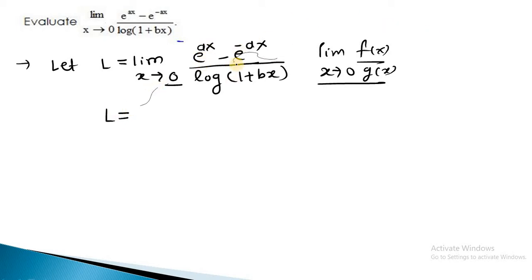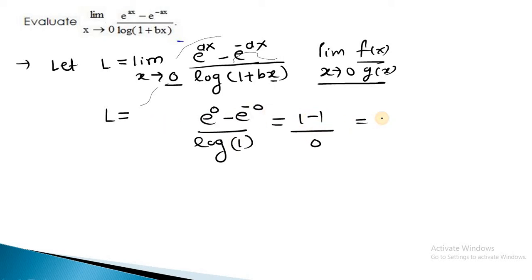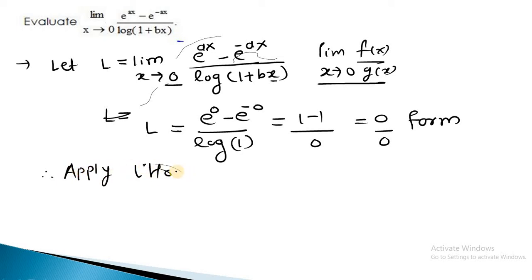When I put x is 0, e raised to 0 is 1. So e raised to 0 minus e raised to minus 0 upon log of 1 plus b times 0, that means log 1. So e raised to 0, that is 1, minus 1, upon log 1, which is 0. So it is 0 by 0 form. So we get L in 0 by 0 form. So we can apply L'Hospital rule. It is also pronounced as L'Hopital's rule.